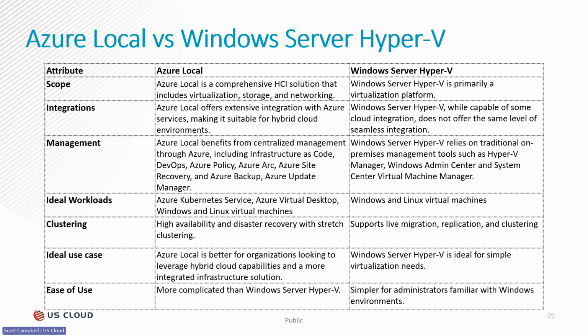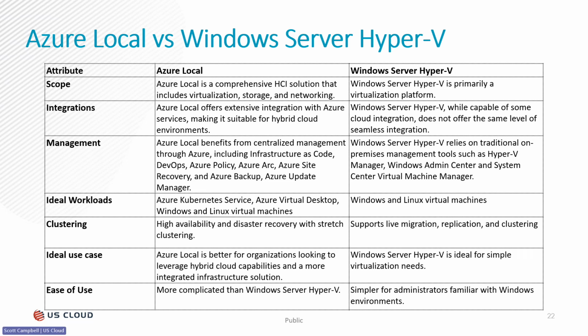The ideal workloads for Azure Local: Kubernetes, Azure Virtual Desktop, in addition to Windows and Linux virtual machines. For Hyper-V, the ideal workload is simply Windows and Linux virtual machines. Azure Local gives us the ability for high availability and disaster recovery with stretch clustering, as well as failover to Azure. Hyper-V has similar capabilities, clustering, migration, and replication, but not quite the feature set that Local has.